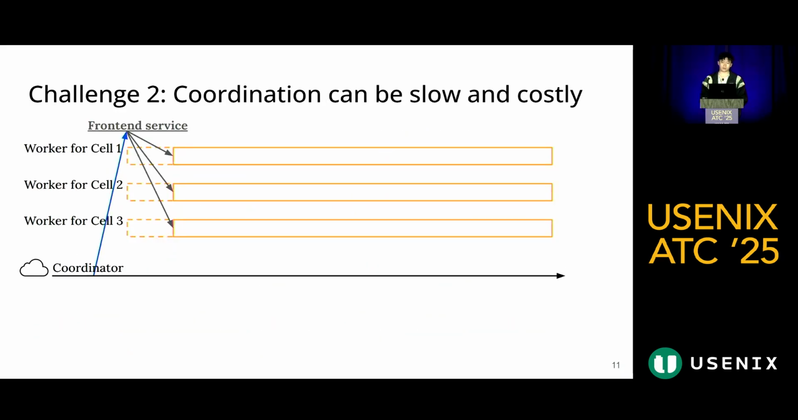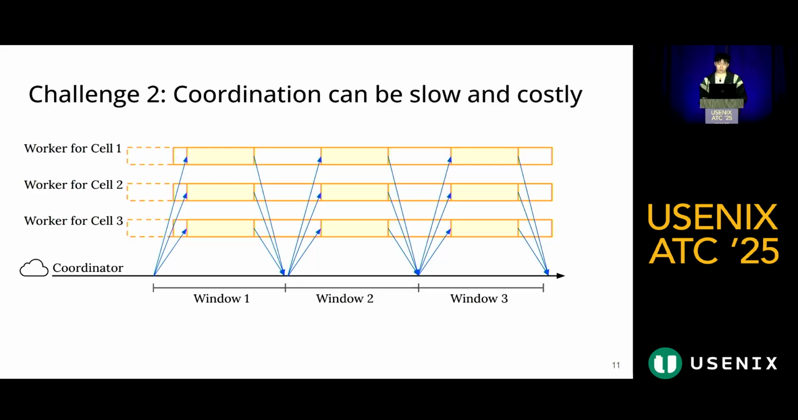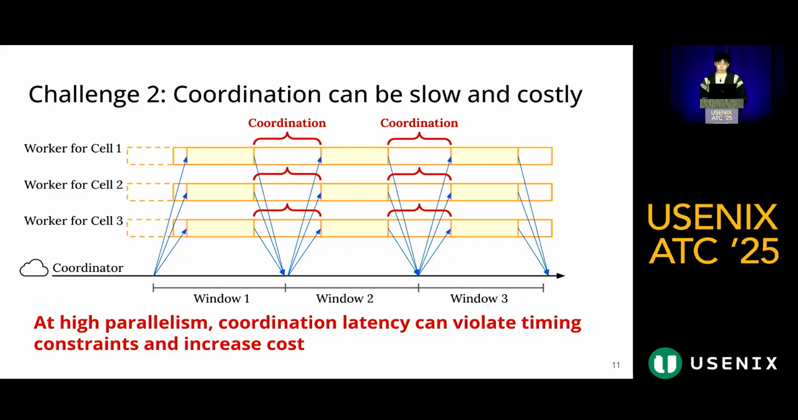So suppose we want to avoid this recurring invocation for each cell. We could start a bunch of function workers up front and keep them running without return, basically using them just as we would use VMs, so that in each window, the coordinator distributes the workload across all of them and then collects the results. But when the parallelism grows, coordination overhead grows too. Sending and receiving all this data takes time. This overhead can also violate timing constraints and increase cost.